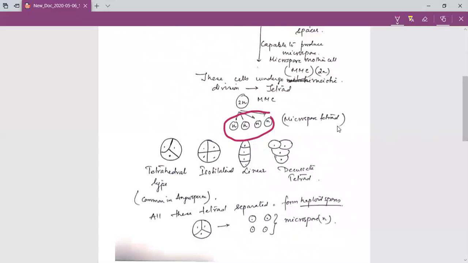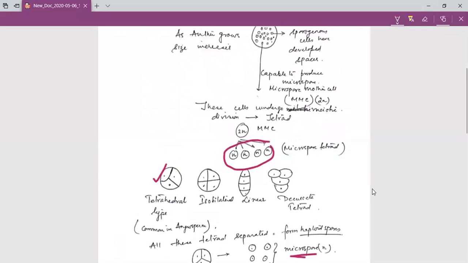Tetrad means 4. According to how those tetrads arrange, there are 4 different types of arrangement we can see. One is called tetrahedral. This is isobilateral, one after another linear, and this is decussate. 60% or 70% of angiosperms have the common type of microspore arrangement called tetrahedral. So tetrahedral arrangement is generally seen in angiosperms. When it matures more and more, the microspore tetrad separates and forms haploid spores, and that's what we call microspores.